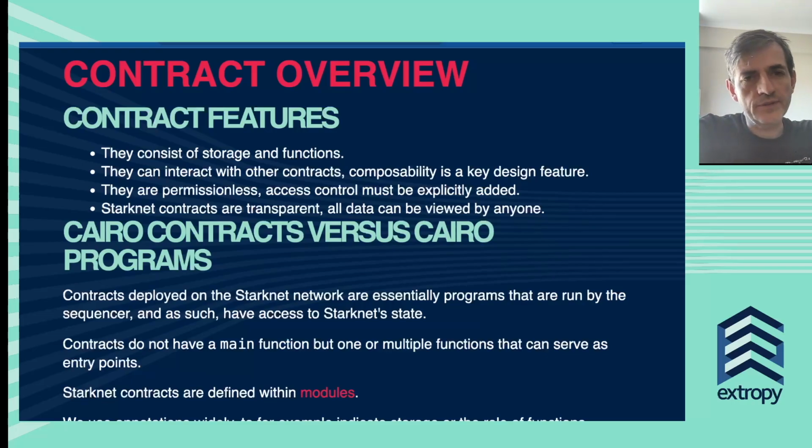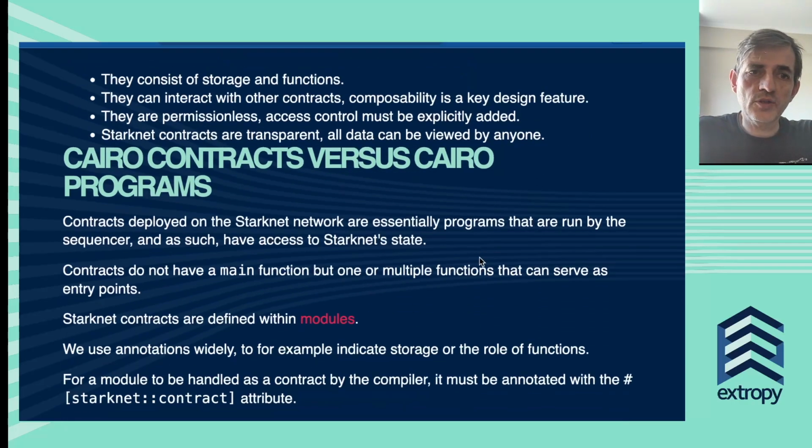So what are the differences then between a Cairo contract and a Cairo program? Well, you can think of the contracts as being programs that are deployed on Starknet and run by the sequencer. But the fact that they are on Starknet and interacting with the sequencer means they have access to the state of Starknet.